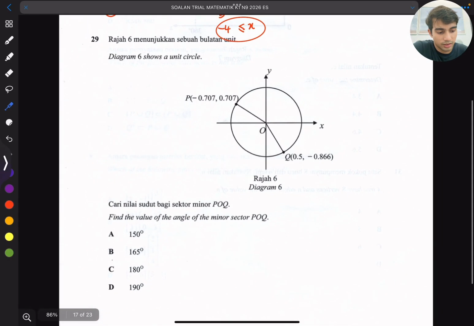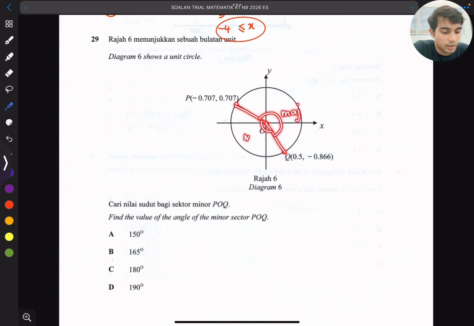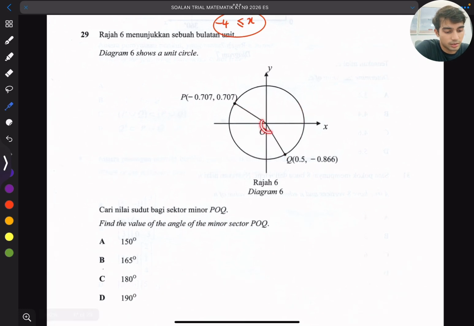29. Find the value of the angle of the minor sector POQ. So this is the minor sector. This will be the major sector. Major will always be bigger. Minor is the smaller one. So they want us to find this angle.